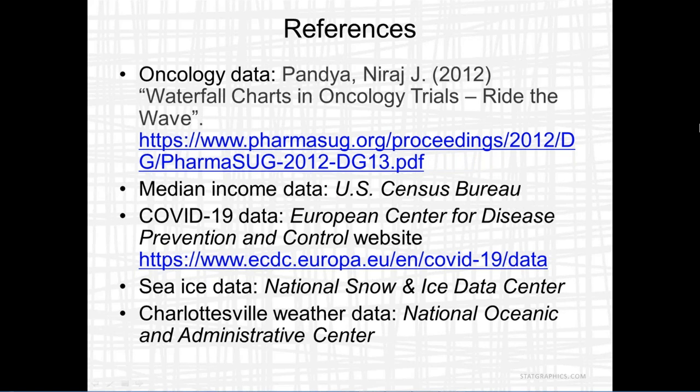I did want to point out where some of the data came from. Some of the sources did ask that they be acknowledged. First off, the oncology data that I used in the waterfall plot came from the proceedings of a conference back in 2019. Median income data came from the Census Bureau. COVID-19 data came from the European Center for Disease Prevention and Control. Sea ice data came from the National Snow and Ice Data Center, and the Charlottesville weather data from the National Oceanic and Atmospheric Administration. So those are the places that the data came from, and it's freely available on the internet. They just asked to be recognized.